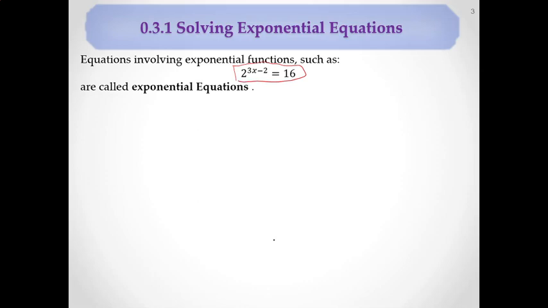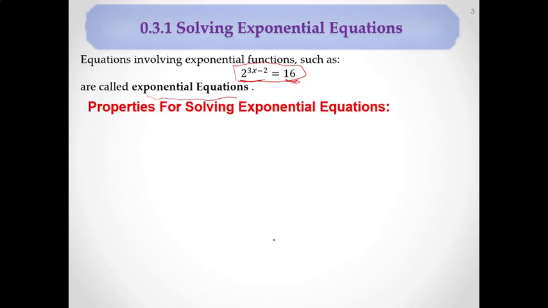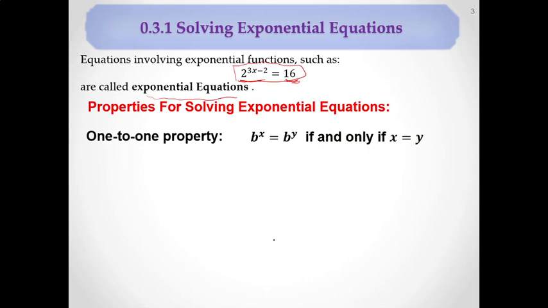We will have an exponential term here and another number here or another exponential term. This type of equation is called an exponential equation. Now, we basically use two properties of exponentials and logarithms for solving exponential equations. This is the one-to-one property of exponential functions: if b to x is equal to b to y, then x is equal to y. So this property will be used in such questions.